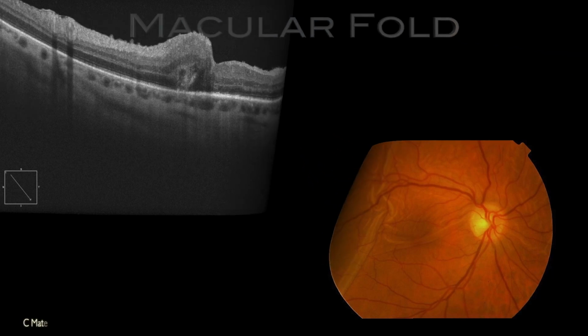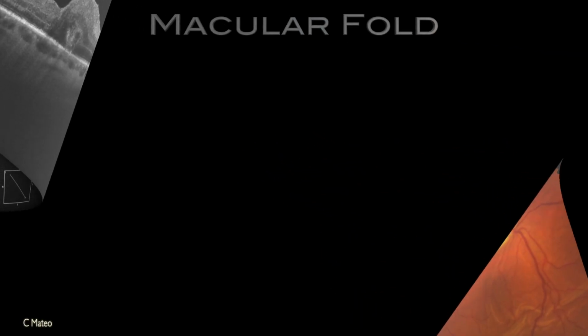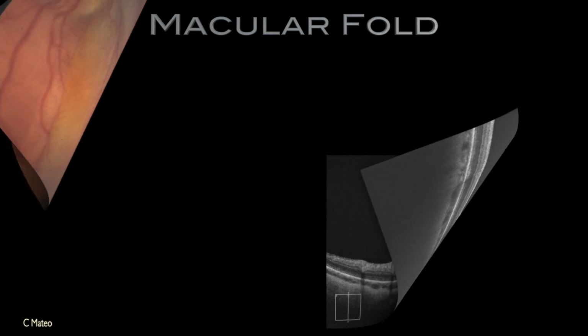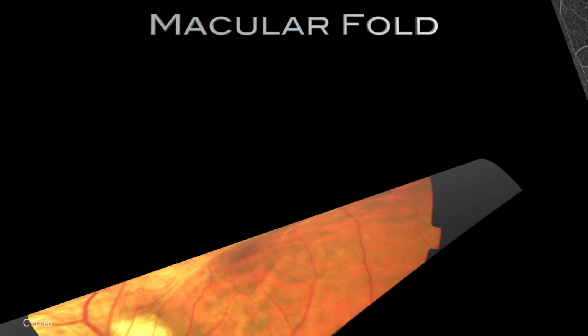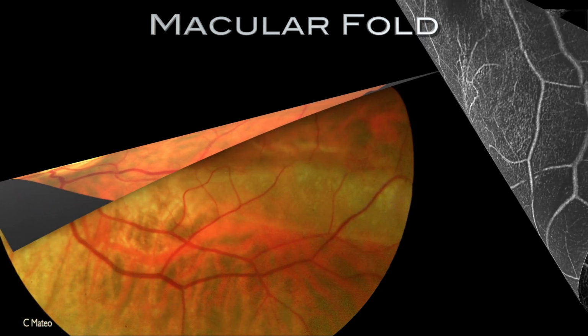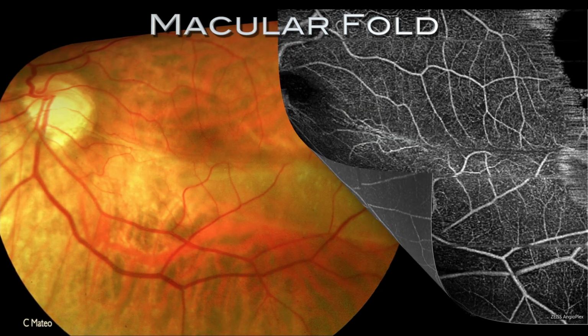Macular folds are an uncommon complication after retinal detachment surgery. The main risk factors are superior bullous retinal detachment, giant retinal tears, and the use of high buckles. When they cross the fovea, they produce a very poor visual prognosis, and they have to be treated.